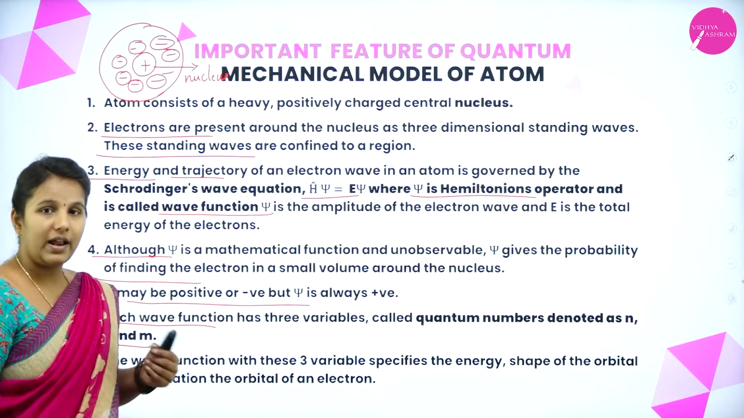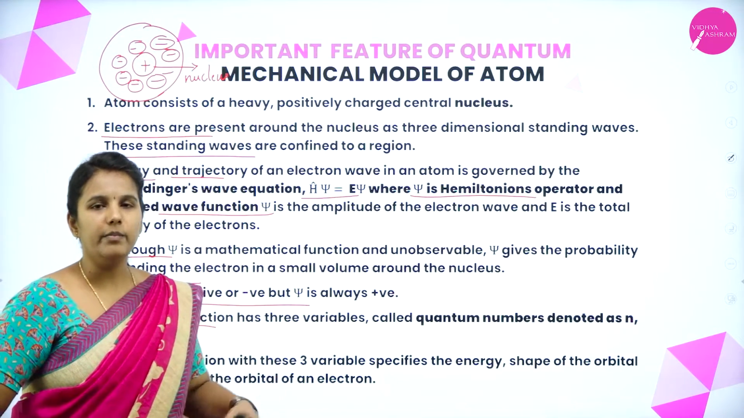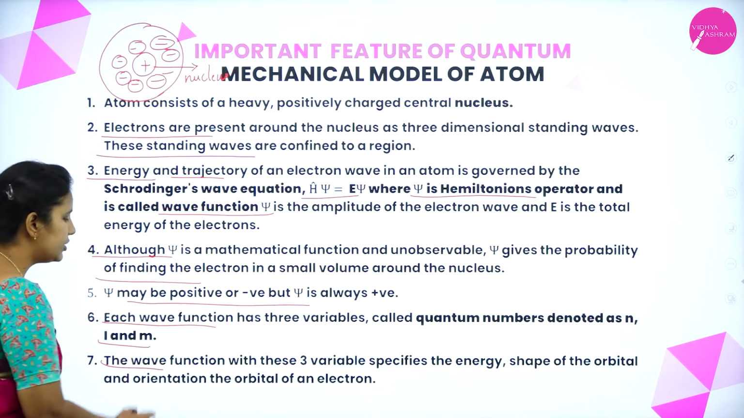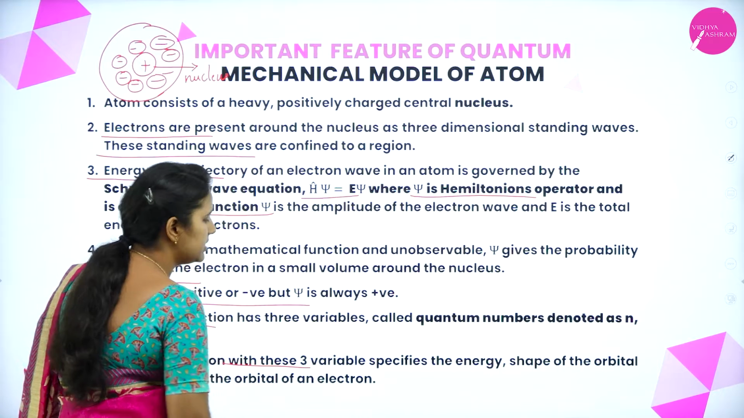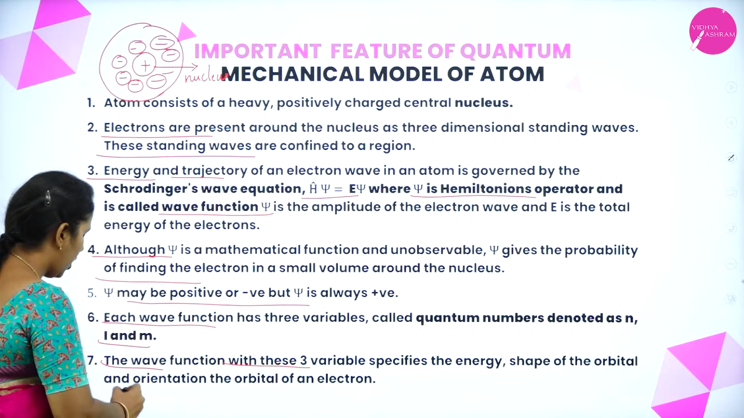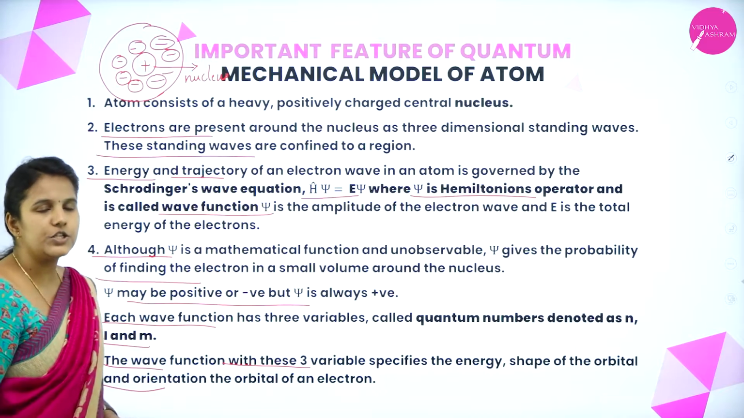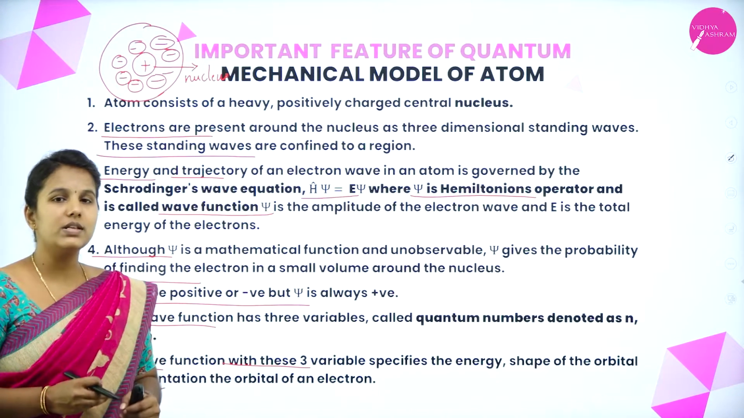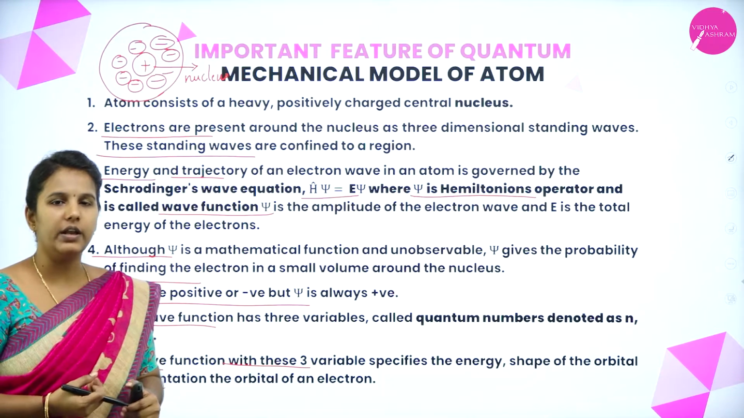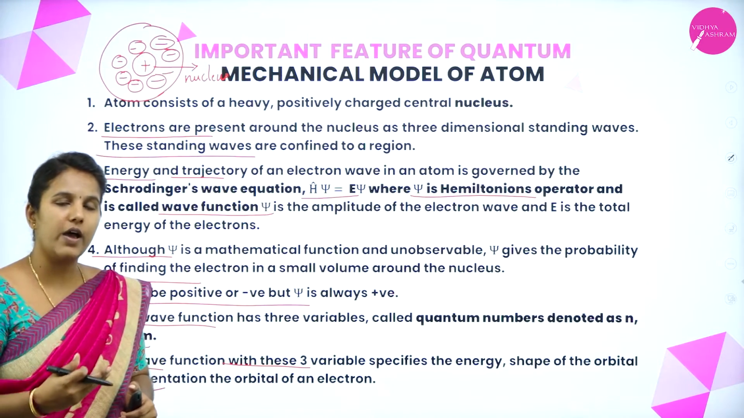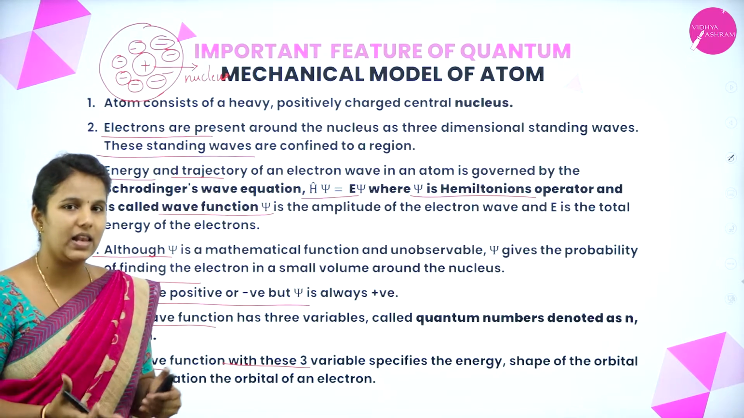Now, we'll understand what N, L, M are later in the quantum numbers. The wave function with the three variables specifies the energy, shape of the orbital and orientation of the orbital of an electron. So, by using this psi, that is the wave function, we can calculate or find the probability of finding the electron.